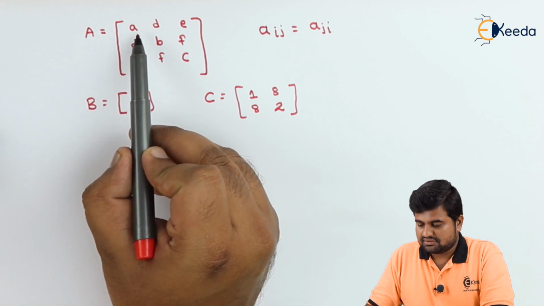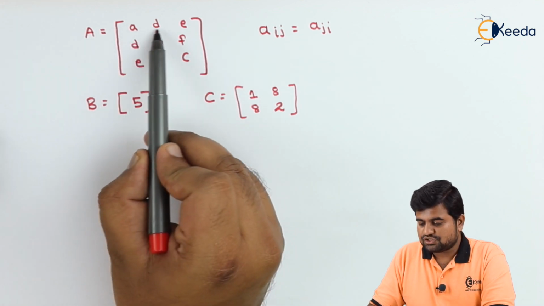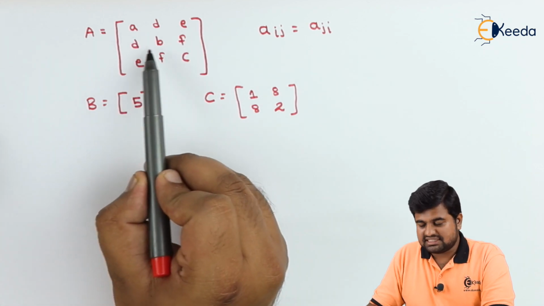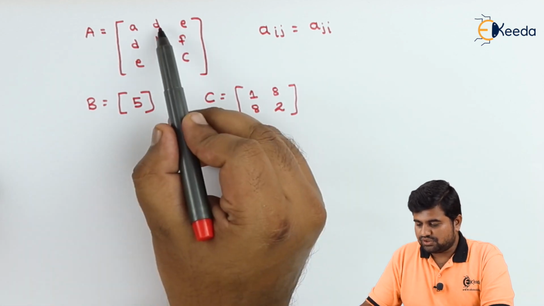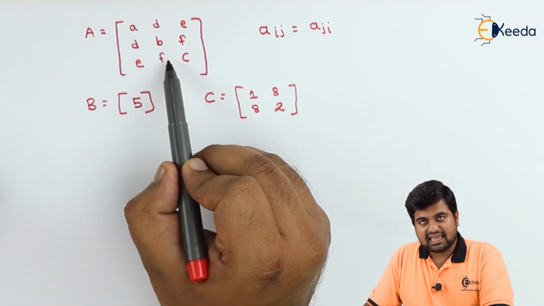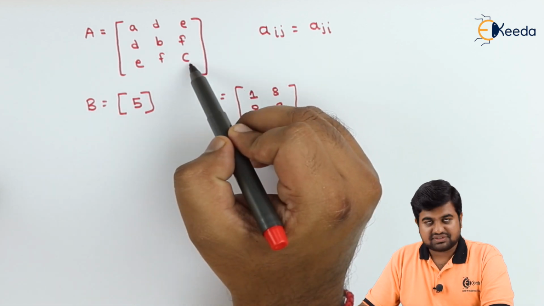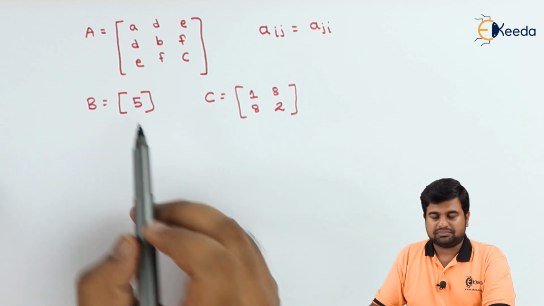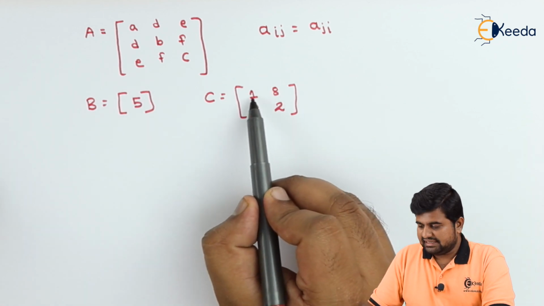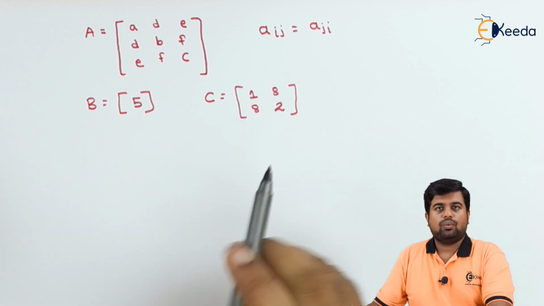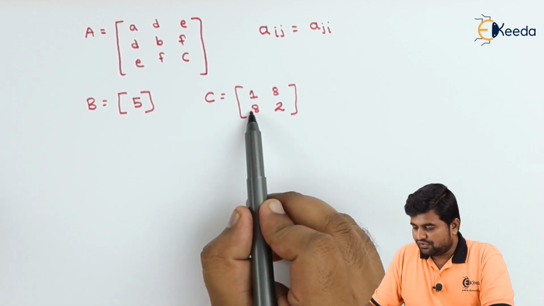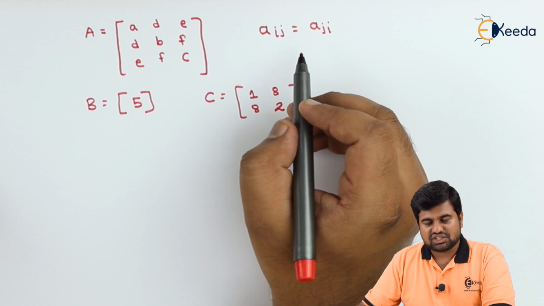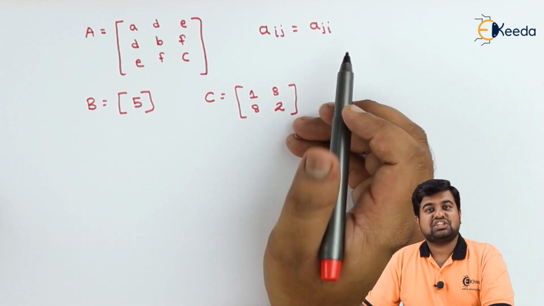Let's check the first example that we had taken. First row is A D E, first column is A D E. Second row is D B F, second column is also D B F. Third row is E F C and third column is also E F C. In the 1 by 1 matrix, one element is the same, one row, one column. In the 2 by 2 matrix, 1 8 is the first row, 1 8 is the first column. If you take second row 8 2 and second column 8 2, both are the same. So in general, we can say Aij is equal to Aji.